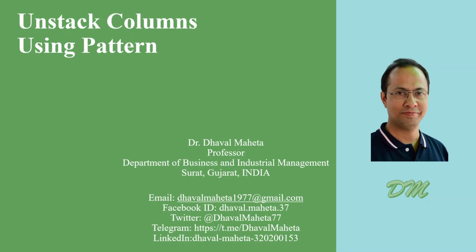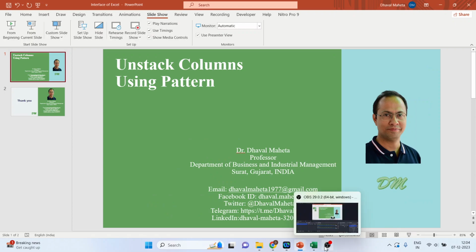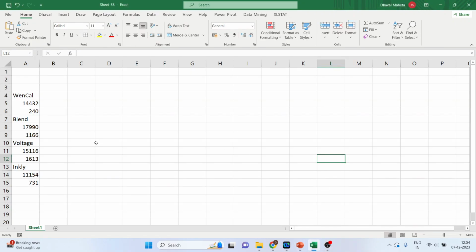This is Dr. Dhaval Maheta, and today we will understand how to unstack columns using pattern. So let's take one example. Here we have data in one column, which consists of the name of the appliances, its sales, and profit. We want to unstack it.